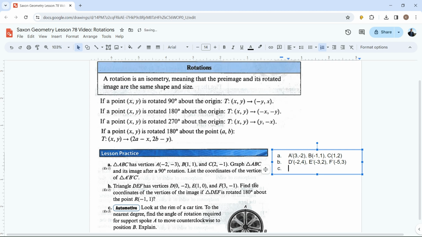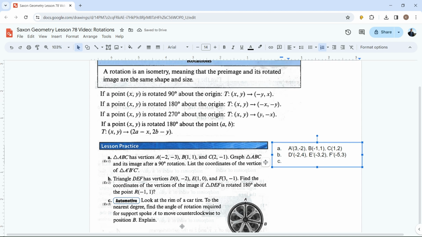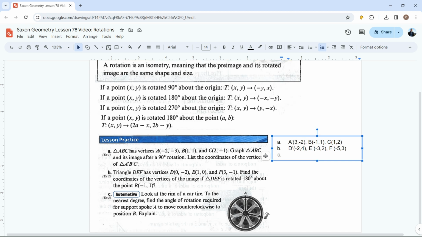And then letter C. Look at the rim of a car tire. To the nearest degree, find the angle of rotation required for spoke A to move counterclockwise to position B. Here's how I would do this one. There may be multiple ways to do it, but I'm just going to count the spokes. Starting at B, there's 1, 2, 3, 4, 5, 6, 7, and I already counted B. There's 7 different spokes breaking this area up into 7 different triangles.